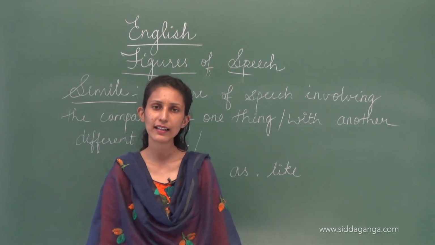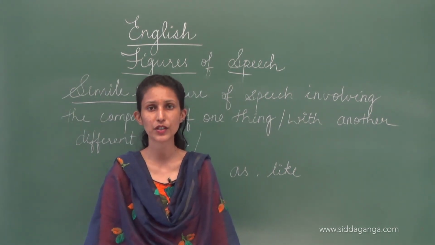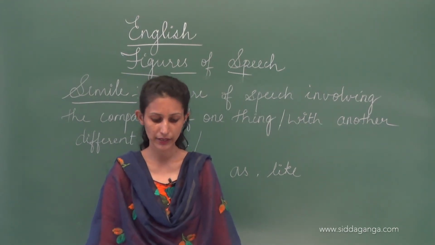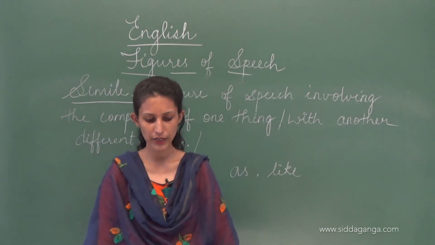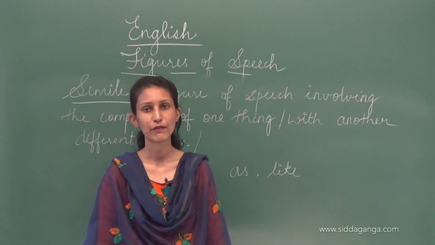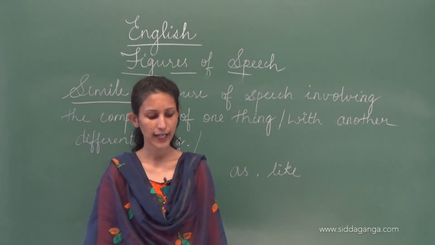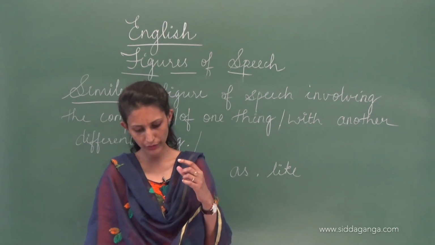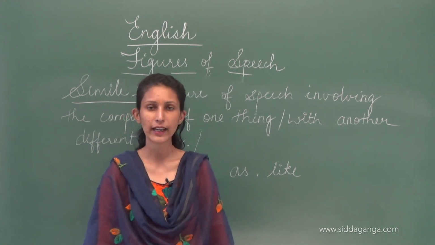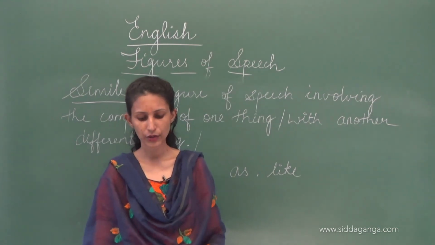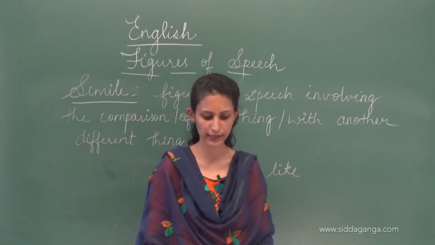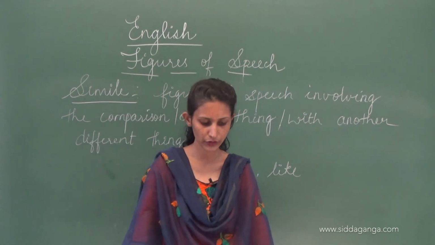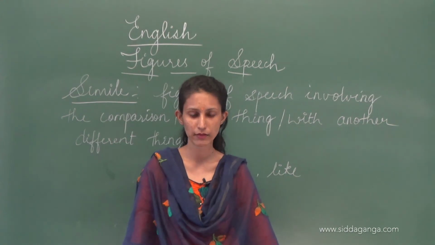So these are the three major figures of speech that you had to know: personification, metaphor and simile. Your homework would be to go to the textbook, find out all the figures in your poems and mark them out. Before I wind up, I would like to read a small poem for you by Robert Burns, A Red, Red Rose. In that you have a lot of simile. The poem goes like this for you: A Red, Red Rose by Robert Burns.